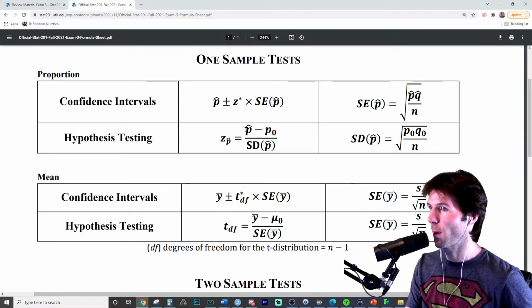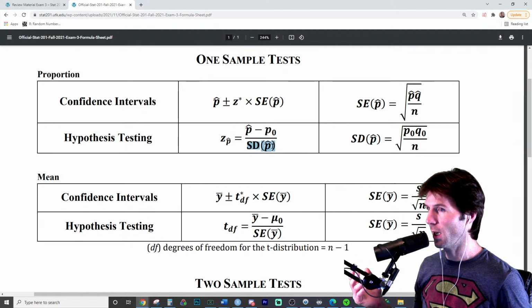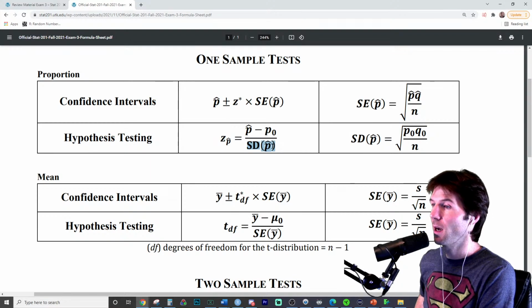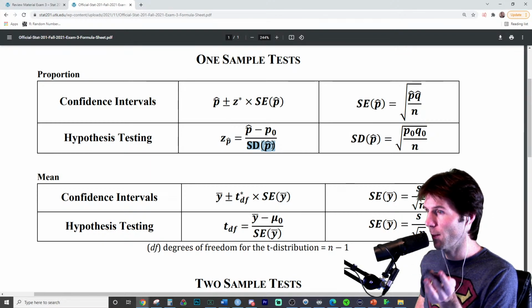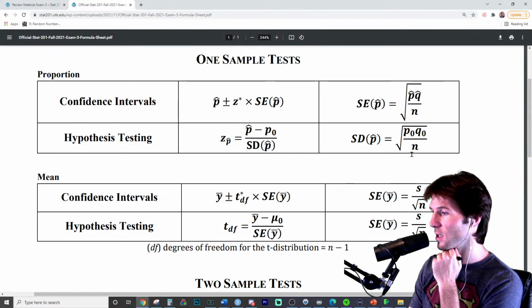You'd say, okay, I need my P hat, I need my P naught, and then the standard deviation is the square root of P naught times Q naught over N, and that's going to go on the bottom. We can identify Q naught here in a second, but I think you would have come to this hypothesis test equation right here and said, I need my sample proportion, I need my hypothesized proportion, and then I need the hypothesized proportion times the complement of the hypothesized over the sample size.